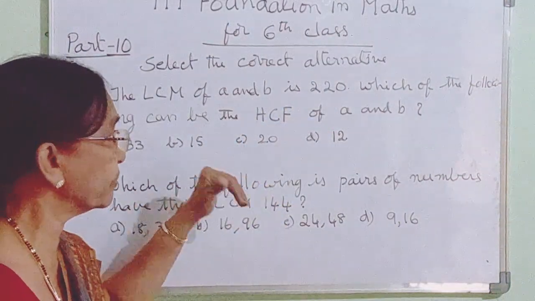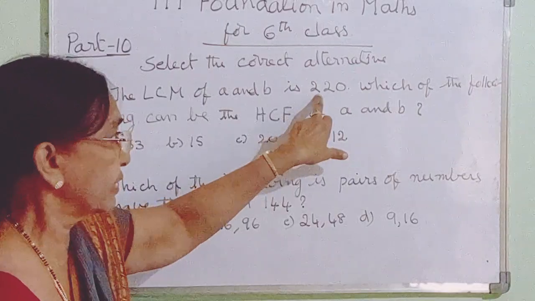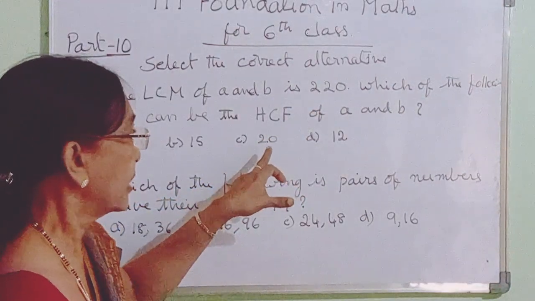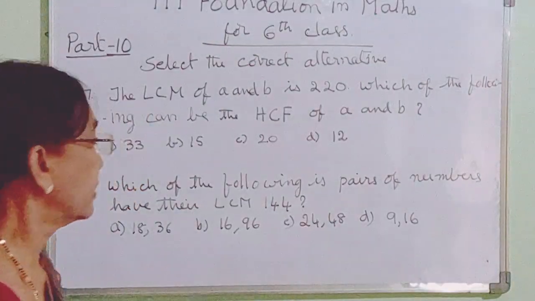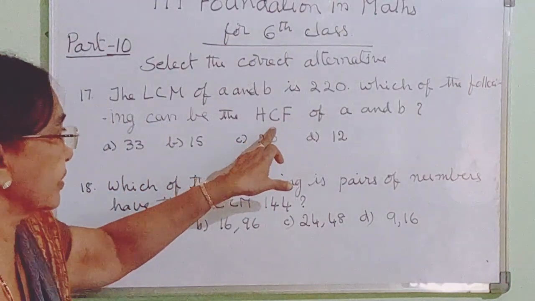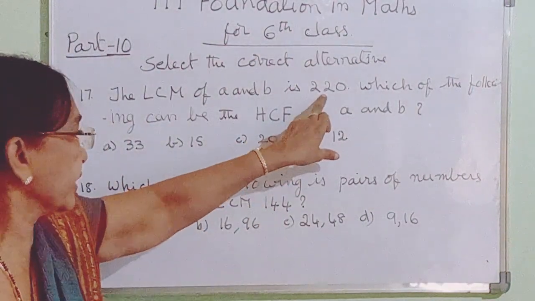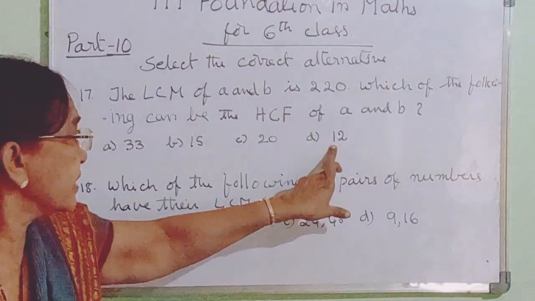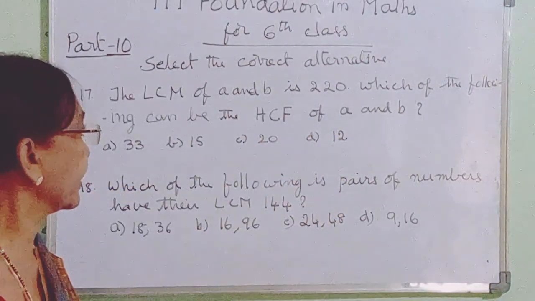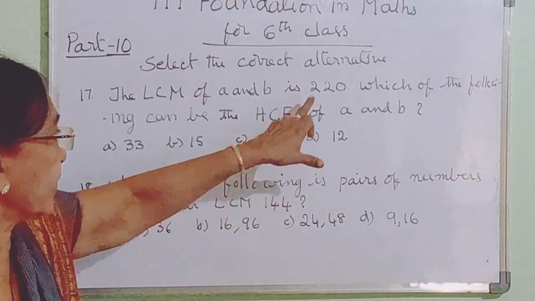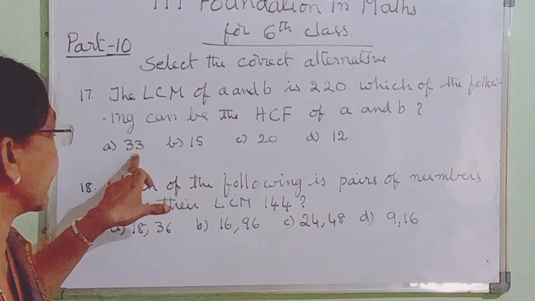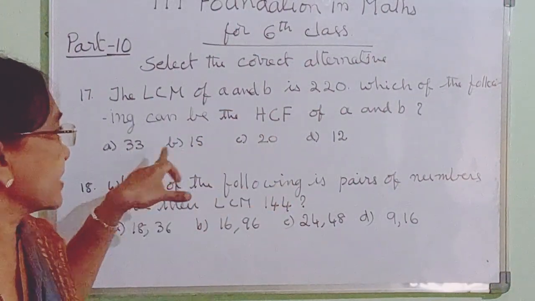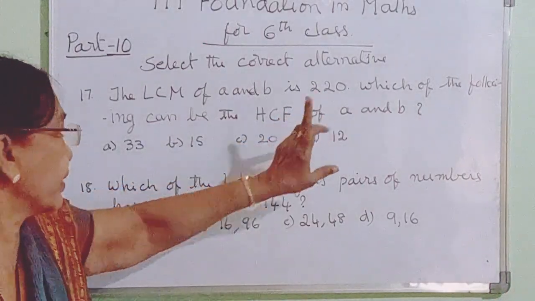A factor means it must divide the number. So the HCF must be a factor of 220. Therefore, which of the numbers is a factor of 220? 20 is a factor of 220. 33 is not a factor of 220. That is, 33 doesn't divide 220 without remainder.